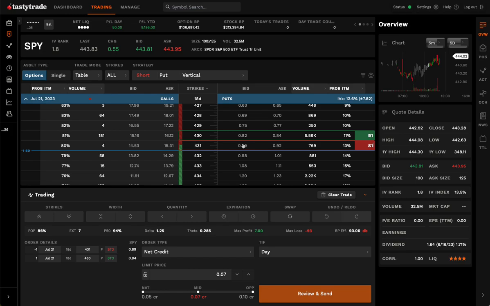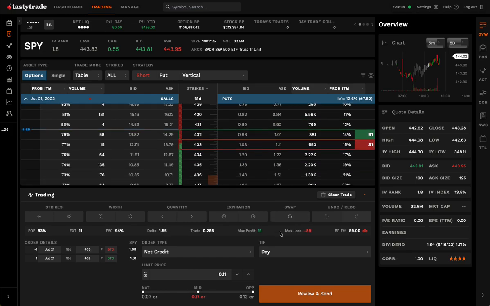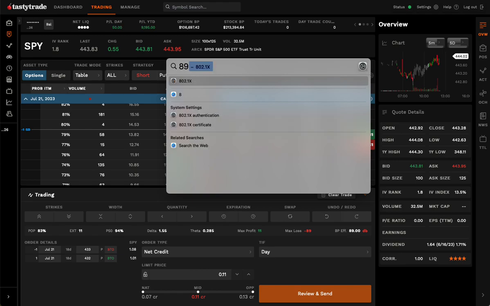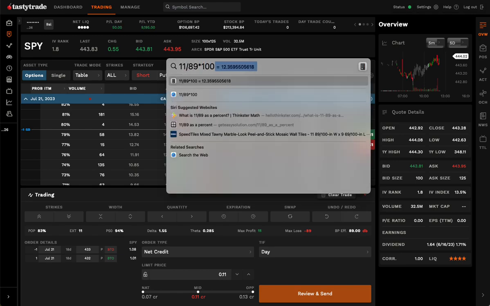Okay, not really what we want, so we have to move this trade a bit closer. 433, 432. Now we're at an $11 max profit with an $89 max loss. So let's see, what does this give us? 11 divided by 89 times 100 gives us 12.35%. This is us swinging in the ballpark range of the risk to return that we want, to keep the win rate that we have.